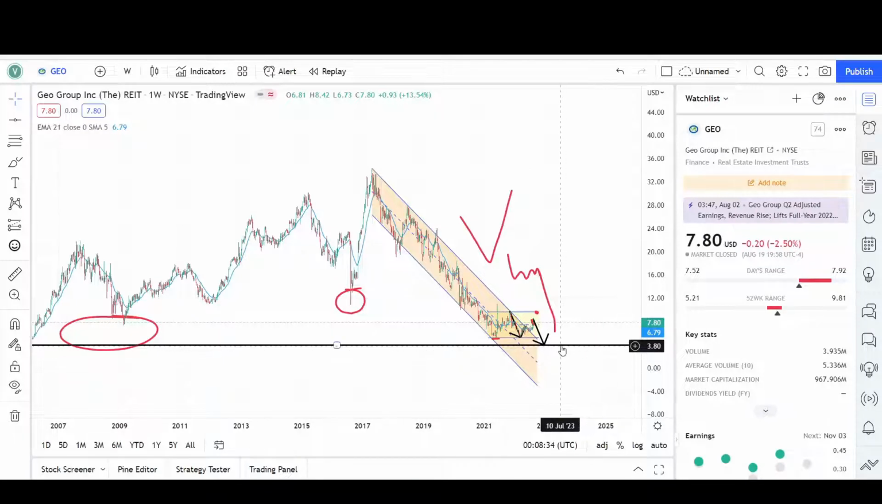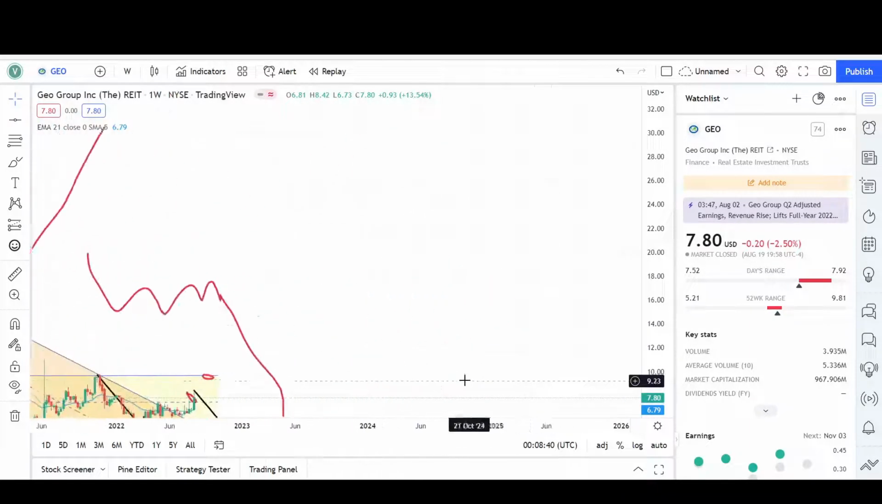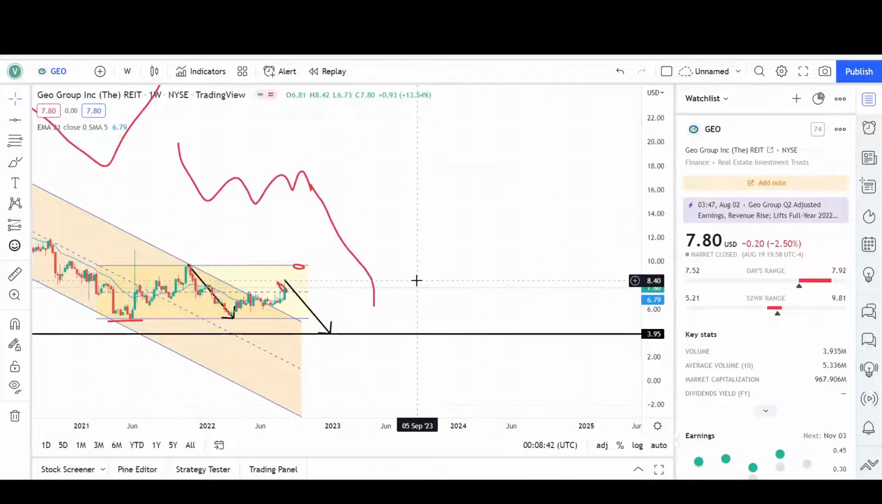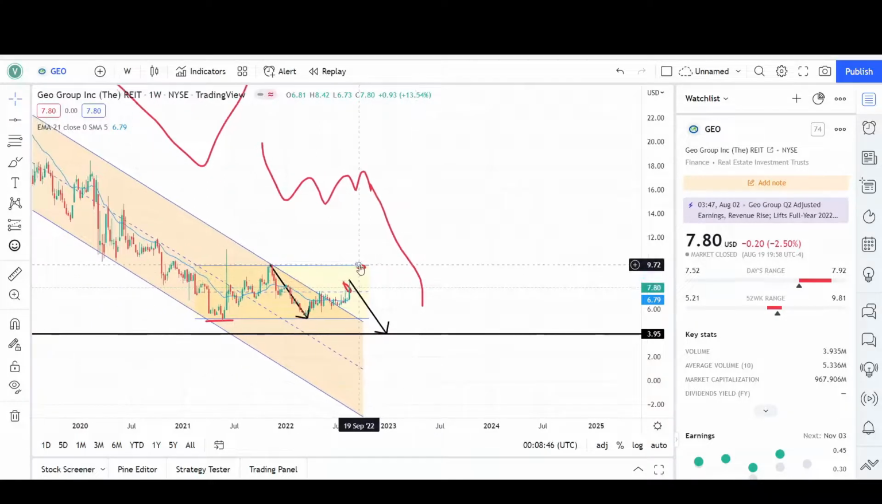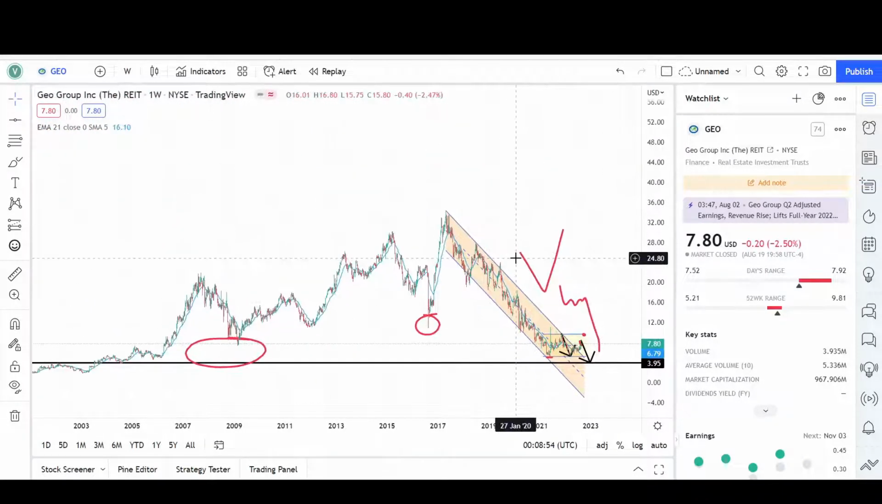I'll give this a target of $3.90, and this target will be invalidated if we get above the $8.40 level. Even if we get up to the $9, even the $10 level, I'll be still expecting continuation to the downside. So I would have to see a lot change on this chart for me to be bullish. So that's everything I have for the daily and weekly chart.